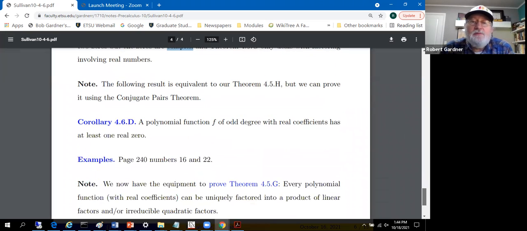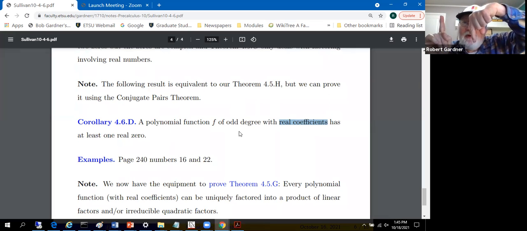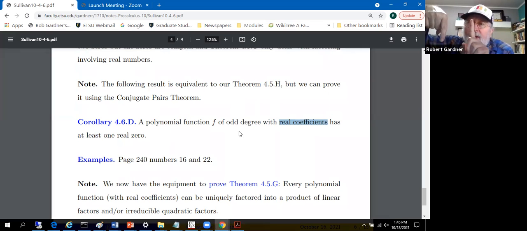So the next result, which is equivalent to our theorem 4.5.h stated previously, we can prove this now using the conjugate pairs theorem. This says a polynomial function f of odd degree with real coefficients has at least one real zero. Polynomial function, real coefficients, right, it comes out of section 4.5 where everything was real. Remember, odd degree means it goes up on one side and down on the other, or up on the other and down on the one. Anyhow, it goes up on one side and down on the other side. Odd degree polynomials will behave like that.